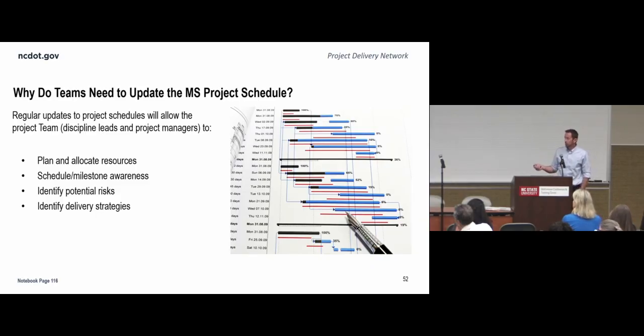And we need to be sure when our due dates are. That's called schedule milestone awareness. Identify potential risks, say along the critical path, which is the longest path through the project. If you add time to a critical path item, a critical path task, it extends your overall project schedule. And identify delivery strategies, so ways to optimize the schedule so that you can meet the deadlines that are contained within.